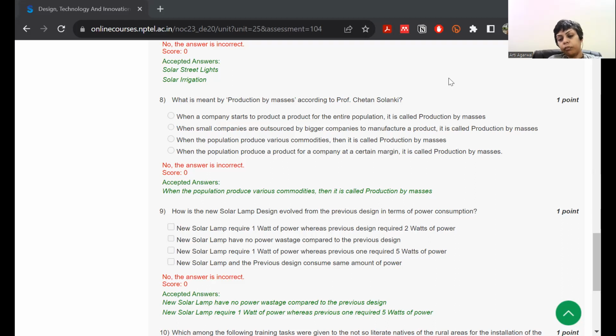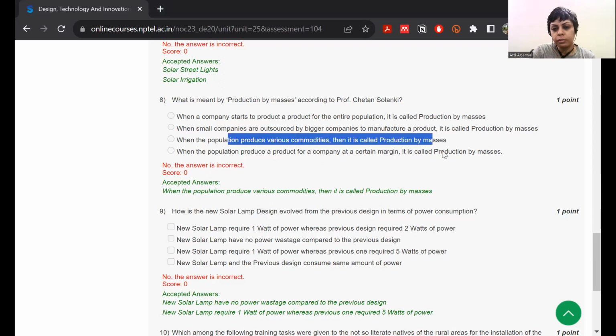Now, I think the answer should be obvious because we've been discussing it for a very long time. The third option is correct: when the population produces various commodities, then it is called production by masses. There's very little to explain in it, because it is just the terminology they have used.